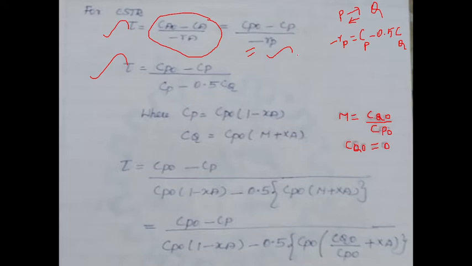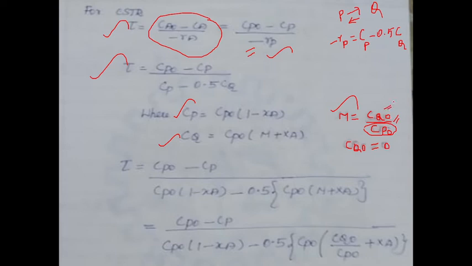Minus Rp is given in our problem. We should write it as Cp minus 0.5 Cq. So substitute here. What are the Cp and Cq values? Cp is Cp naught into 1 minus Xa, and Cq is Cp naught into m plus Xa. Generally, m is the molar ratio, Cq naught divided by Cp naught. From this, Cq naught we should take as 0, so only Cp naught is given in our problem. Why is Cq naught equal to 0? In the problem itself they have mentioned that it contains only the reactant P.